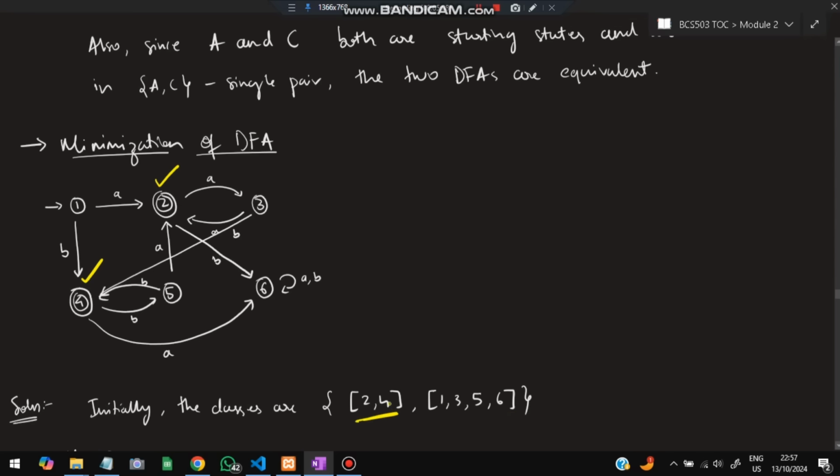Then observe which letters are used. The letters used are A and B, right? In the whole diagram, the letters used are A and B. So after your first step, you have to consider each of these cases. This is the first case. This is the second case. Now consider each case one by one.